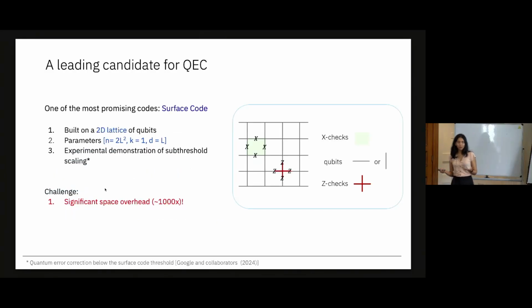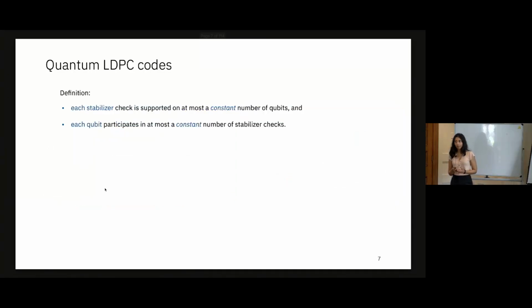Everyone's favorite code for a while has been the surface code. It performs really well. It's also really simple to execute in hardware. And it has code parameters that are not that great. So that's why it has a pretty high space overhead. And lately, we've been interested in a broader family of codes, quantum LDPC codes. So this includes a variety of codes, but the definition is quite simple.